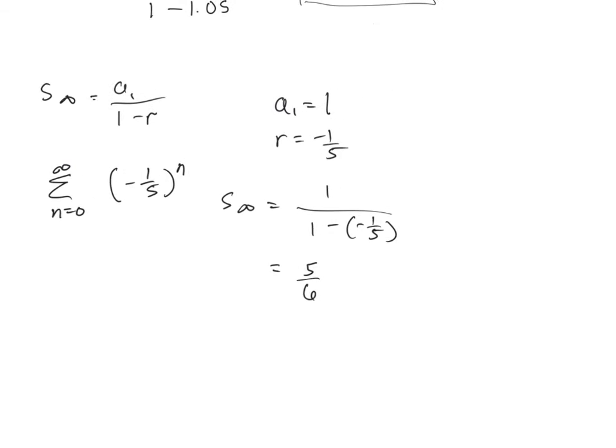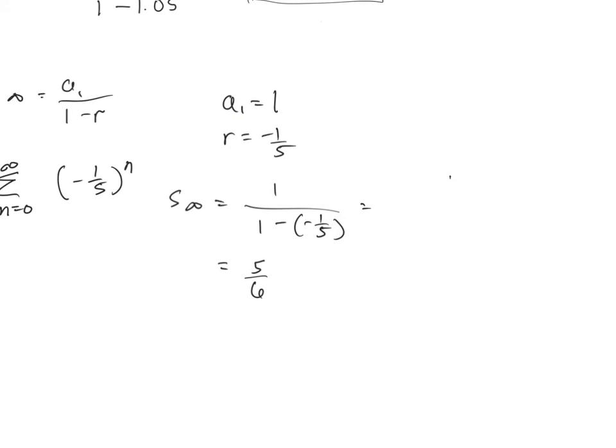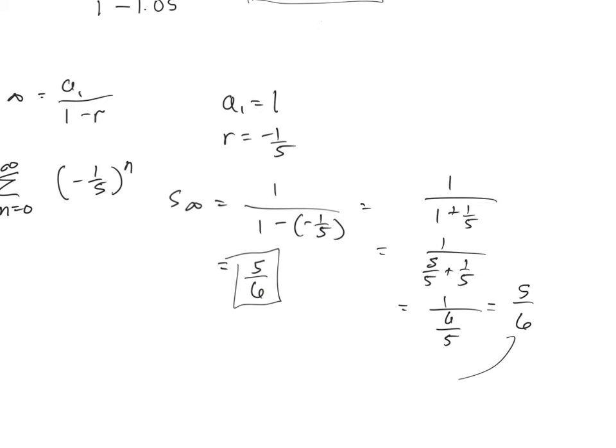Or if you want to work this out, this is 1 divided by 1 plus 1/5, which is the same thing as saying 1 divided by 5/5 plus 1/5. That would make that 1 divided by 6/5, which is the same thing as saying 5/6, and that's how you would do that.